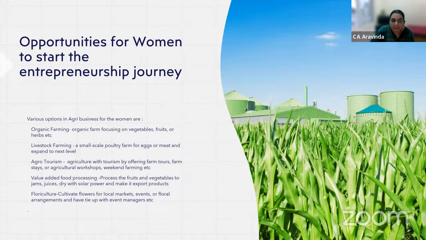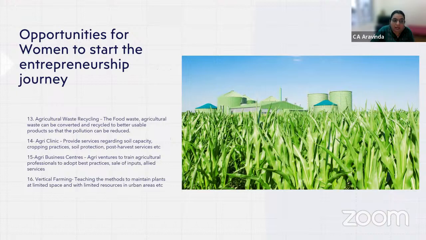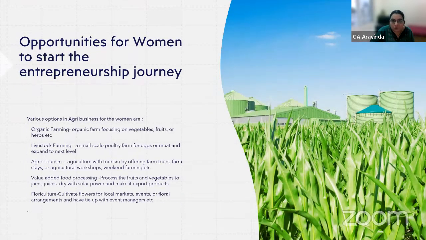So organic farming, livestock farming, agro-tourism, value-added food processing units, floriculture, aquaculture, bee culture, agtech farming, herbal medicine cultivation, sustainable agriculture consulting, agricultural training, dairy farming, agricultural waste recycling, agri-clinics, agri-business centers, and vertical farming. These are the many areas which women can think of and discuss within and outside their family, and approach the nearest local banks to ask about the funds and schemes available in the respective areas, which can help them decide what new ventures to start.